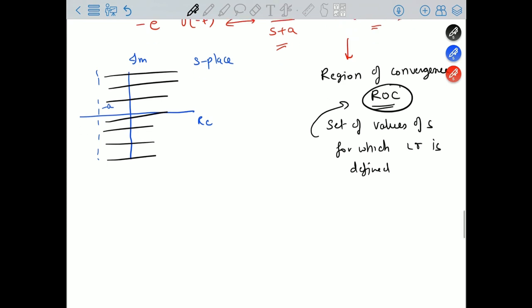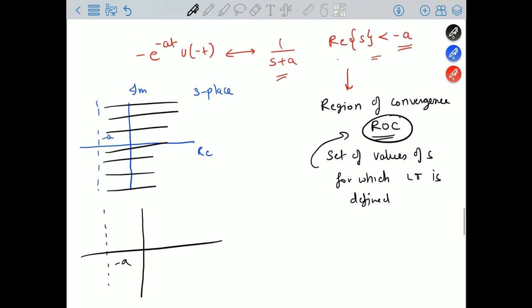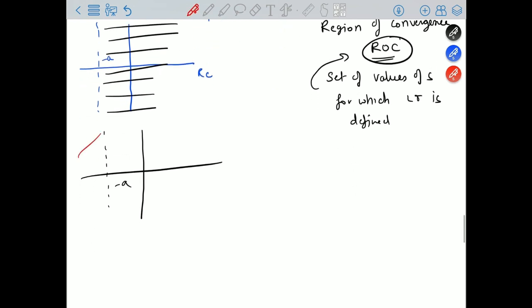For the second case, the real part of s should be less than minus a. So the shaded region will be this region. These are the regions of convergence for the respective examples which we have solved.